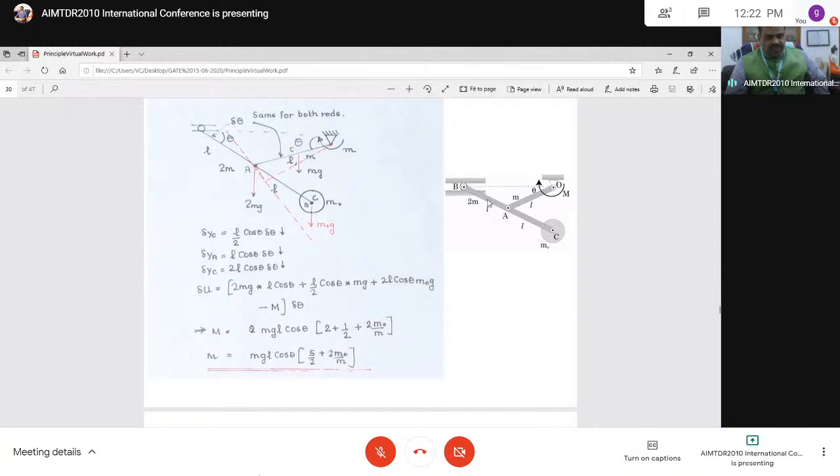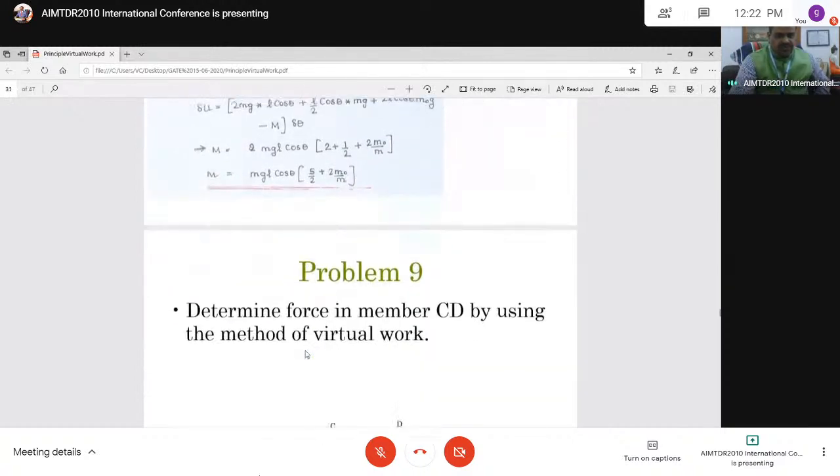At the center of gravity, L by 2 cos theta and L by 2 sin theta. If you can use the three displacements at each and every location, find out the corresponding forces into the displacements. You can get the moment and find out the total value.